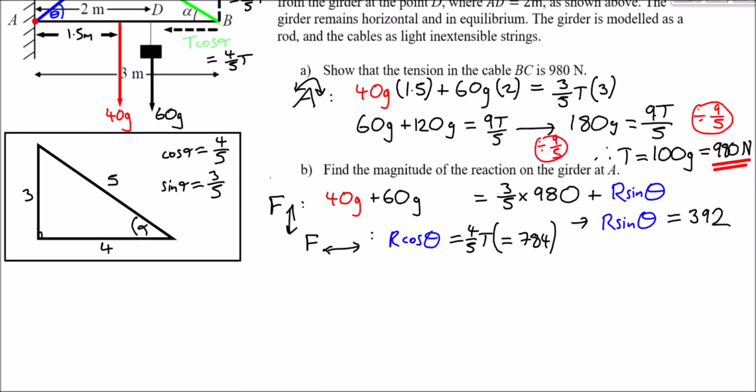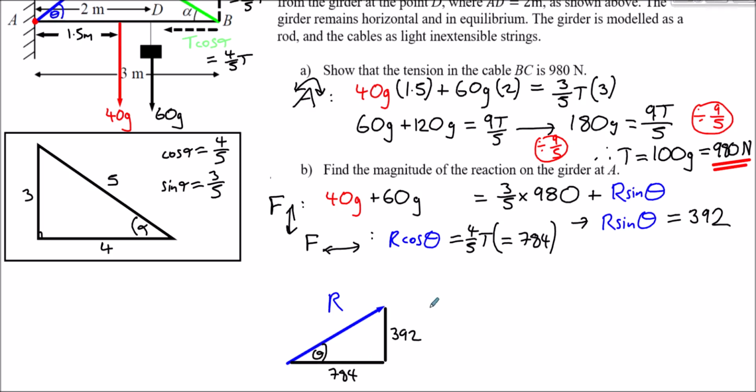Now we can just think about it in terms of a right angled triangle. So what we had was R going upwards, like so. But we just worked out R sine theta and R cos theta. I keep saying alpha, I mean theta. Apologies. So that was theta here. R sine theta we got was 392, so that bit here is 392. And our R cos theta is 784.